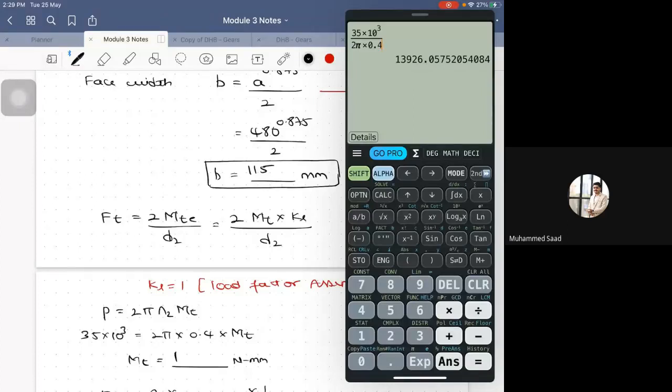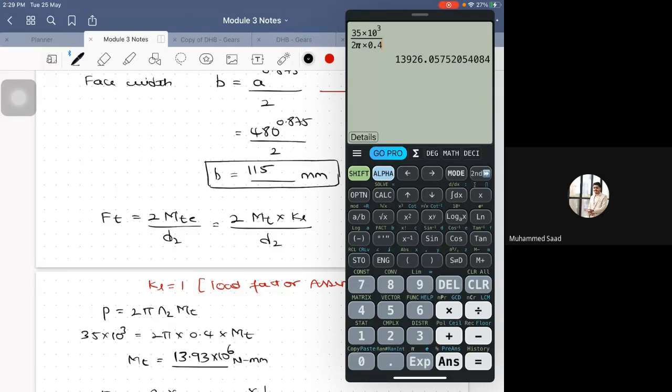Now I want it in Newton mm, so I must add one more 10 to the power of 3. So it would be 13.93 into 10 to the power of 6. Whatever value you get, 13,926.0405 Newton meters, so 13.92 into 10 to the power of 3 Newton meters. For Newton mm, one more 10 to the power of 3 would add up. So it is 13.92 into 10 to the power of 6 Newton mm.